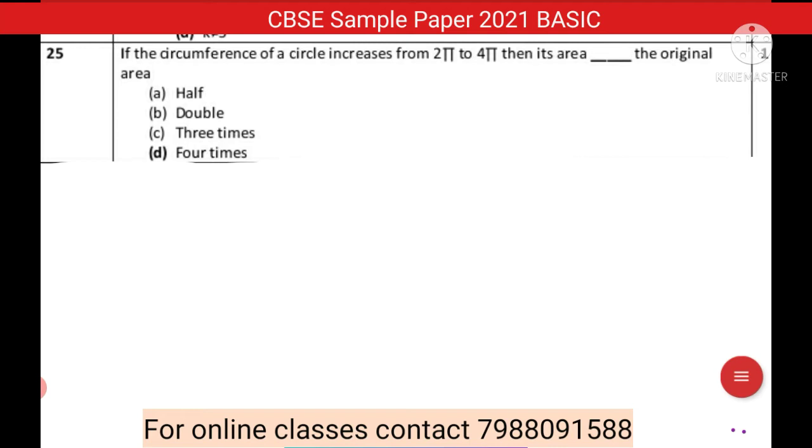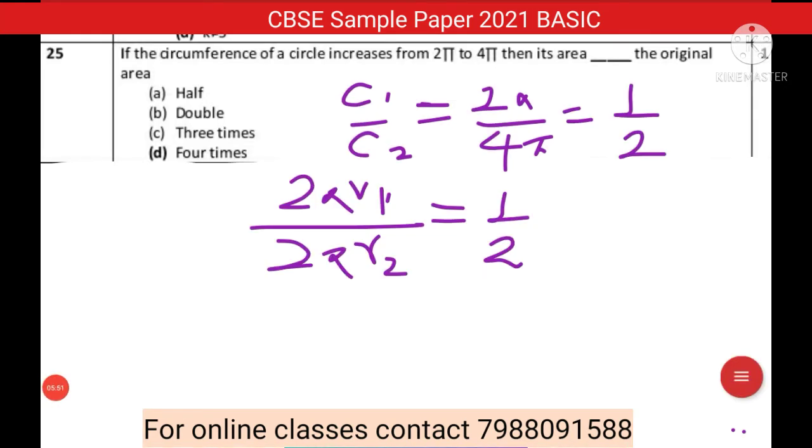Now detailed solution says that ratio of C1 over C2. Let's find out C1 over C2. It is 2 pi by 4 pi. And if I just put in the values I get, 2 pi r1 by 2 pi r2 is equal to 1 by 2. So if I cancel this out, I get the ratio of r1 and r2 as 1 by 2.